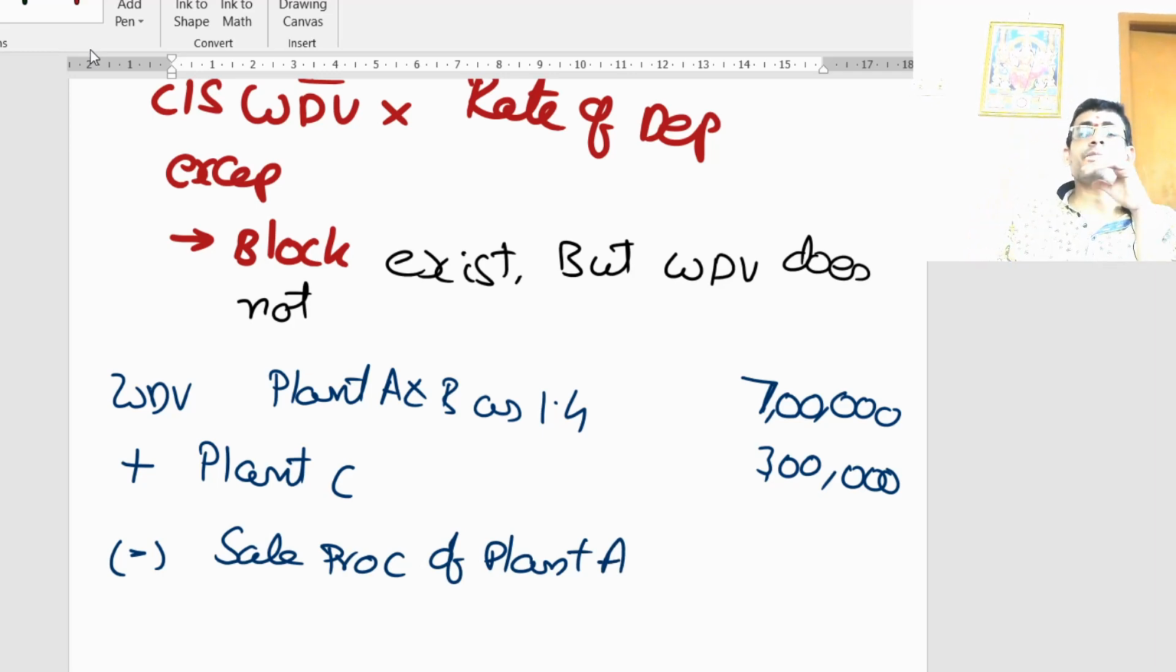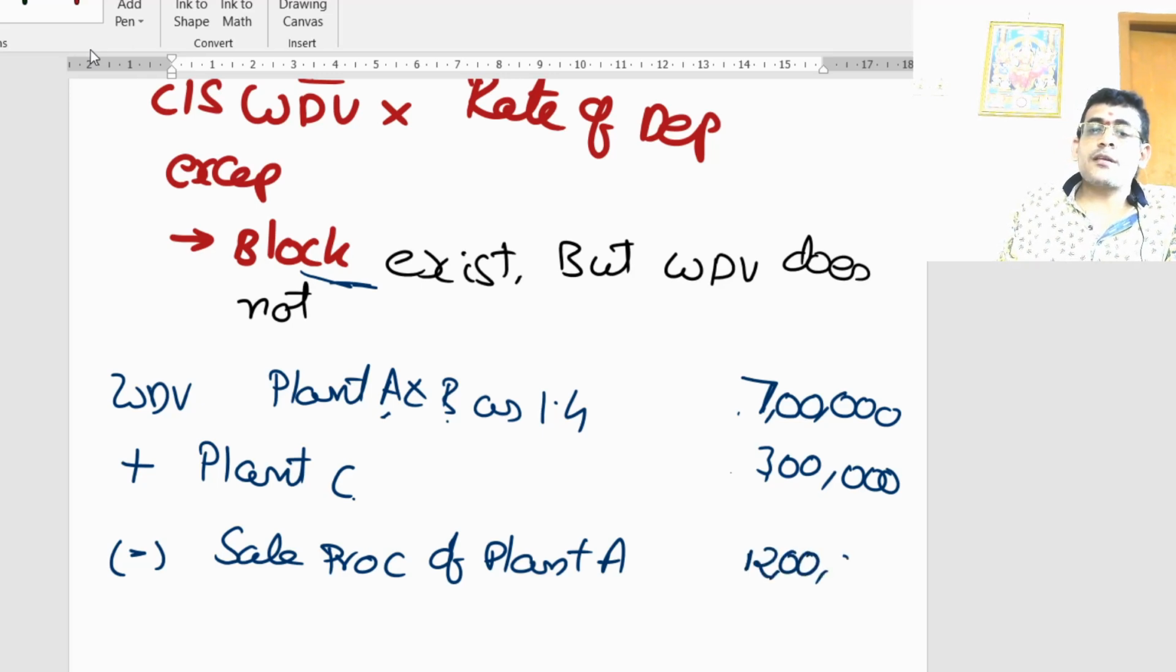Now, how many plants do you have? You have plant A, plant B, and you also purchased plant C. Of 3 plants, what did you do? Sold plant A. Now you have 2 plants. So as 2 plants are there, the block exists. But WDV does not exist. What is the meaning of this? You sold plant A for a consideration greater than 7 lakhs plus 3 lakhs. Say suppose you sold plant A for 12 lakhs. So the sale proceeds of plant A were 12 lakhs.